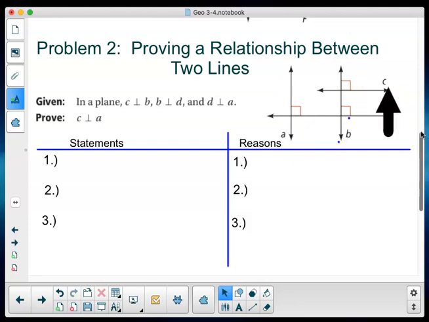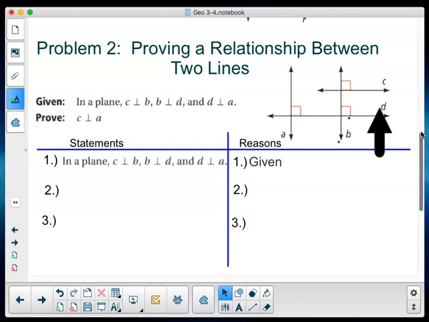Well, I know I can show that C is parallel to D because both C and D are perpendicular to B. And since I know that D is perpendicular to A, and I just showed that C and D are parallel by the two perpendiculars theorem, I can say that C is perpendicular to A, because D is. So let's talk about it that way.